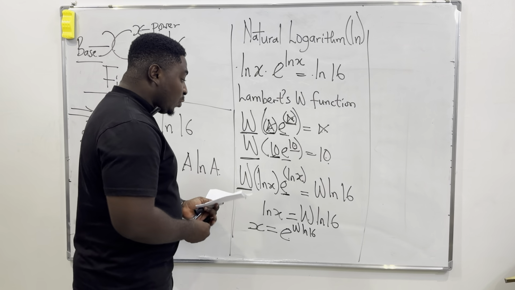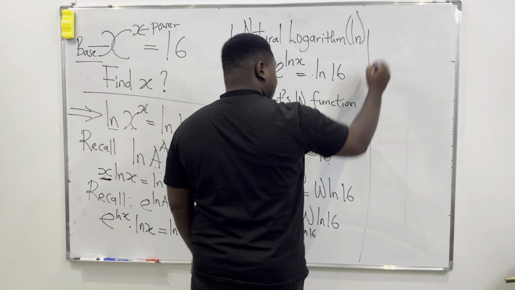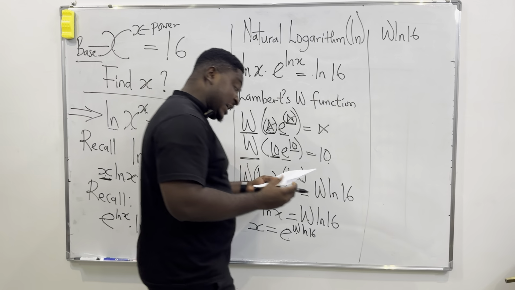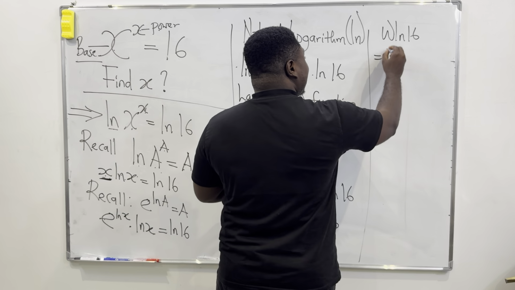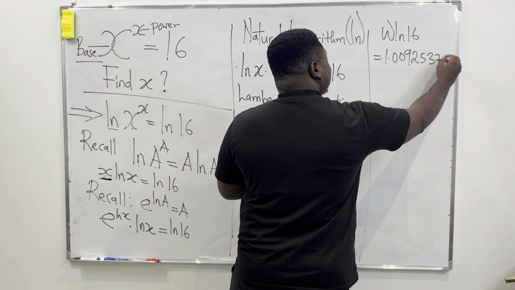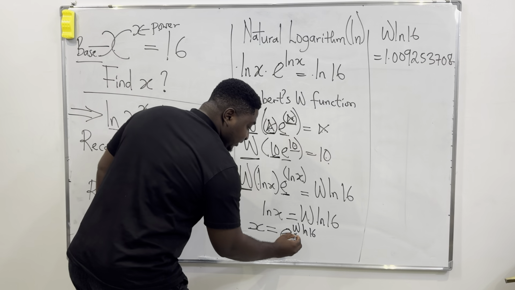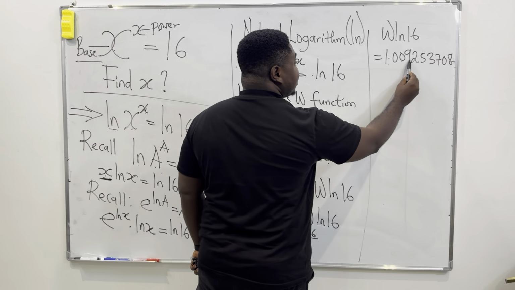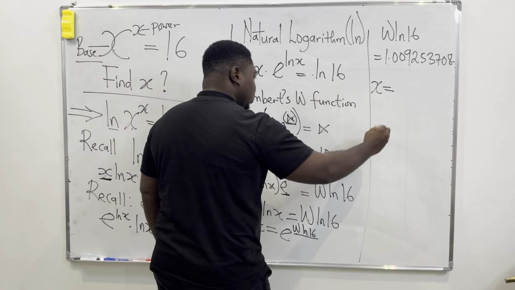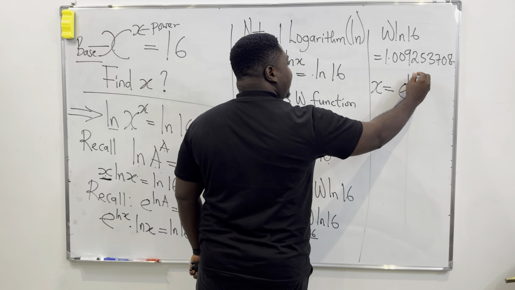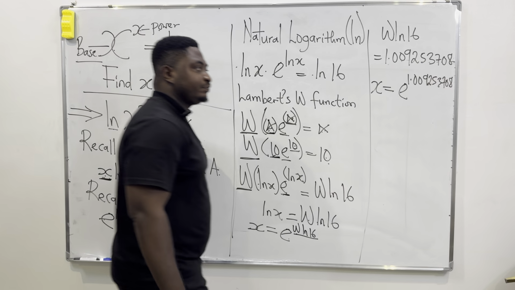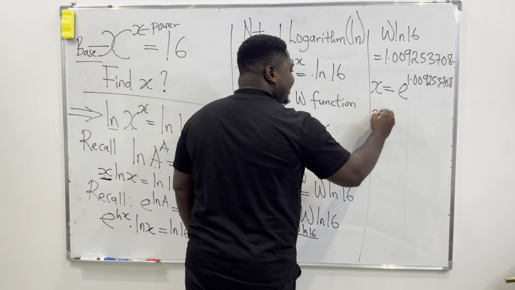But let's keep going. So we need to find Lambert's natural logarithm of 16. The Lambert's natural logarithm of 16 has been computed already and is known to be 1.009253708. So this therefore means that x equals exponential raised to the power 1.009253708. We're very close to x. Now it's time to find x.